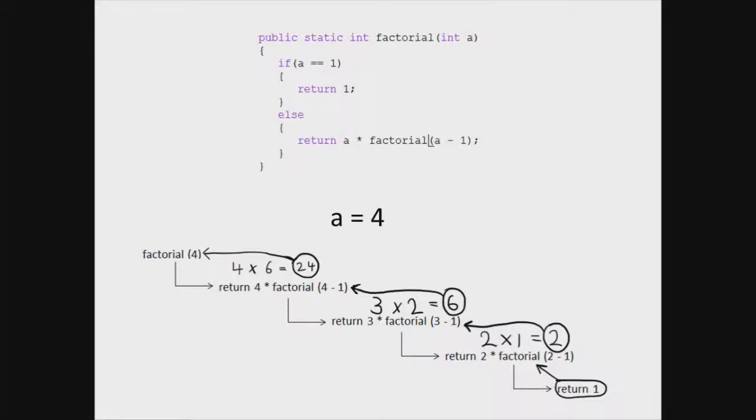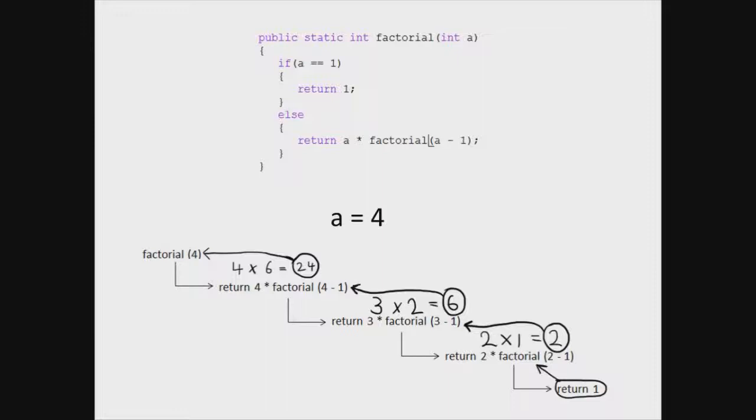To start off, we will make this easier by giving a an actual value. So for this instance, let's assume that a is equal to 4. Now, we begin with factorial 4, which then breaks down into return 4 times factorial(4 minus 1). This is where the method calls on itself. The program will continue this way until a is equal to 1, which completes the condition for the recursion to stop.